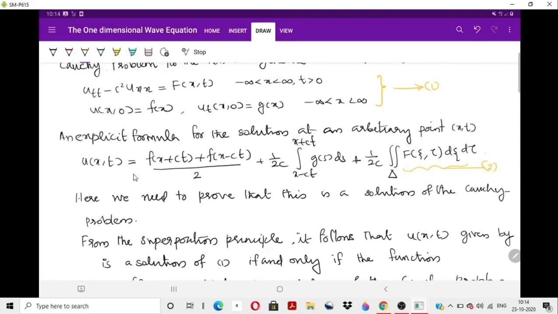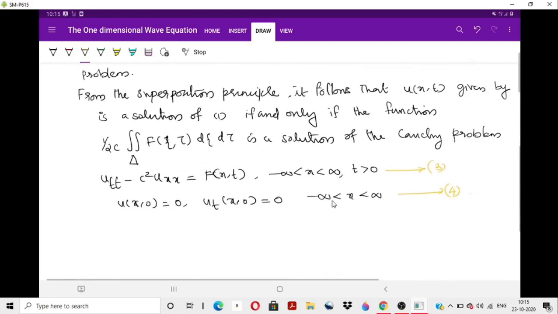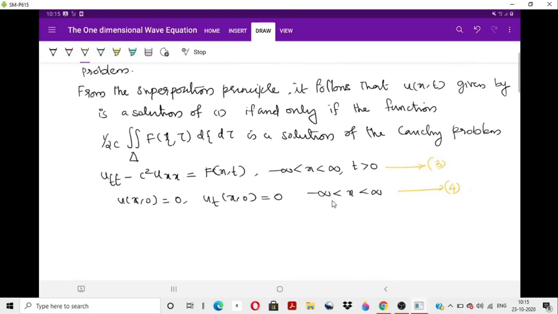So u(x,0) will be [f(x) + f(x)]/2 plus 1/(2c) integral from x to x, that means this again will be 0. So we will get u(x,0) as f(x) and u_t(x,0) as g(x). So this solution u will satisfy the initial data u(x,0) equal to f(x) and u_t(x,0) equal to g(x) if and only if this function containing the double integral satisfies the homogeneous initial data, that is u(x,0) equal to 0 and u_t(x,0) equal to 0.